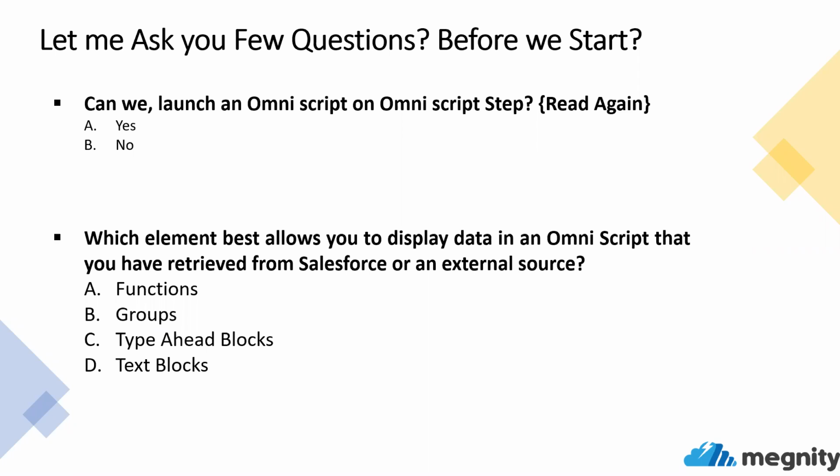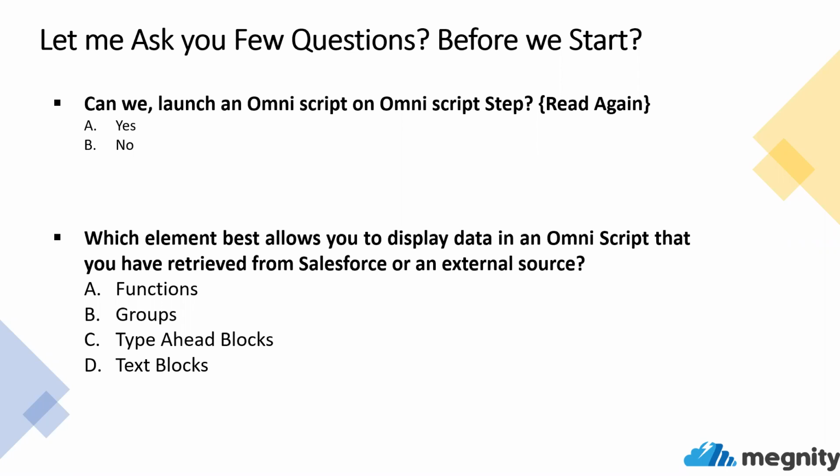Which element best allows you to display the data in OmniScript that you have retrieved from Salesforce or an external system? So you have data from Salesforce and an external system. Which element is the best to display it? Functions, groups, type ahead blocks, and text blocks. Type ahead blocks. Type ahead. No, out of 16, maybe 14 members, only 2 answers.